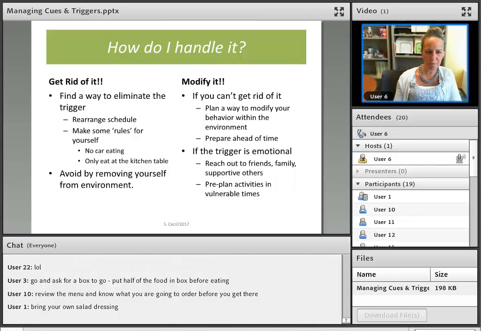One, review the menu and know what you're going to order before you get there. That's great. Bring your own salad dressing. Maybe eat before you go to events. At least then you're minimizing the physiological cue that you may get hungry, and then all that's there are things that you shouldn't be eating.